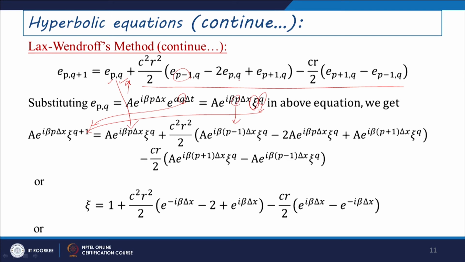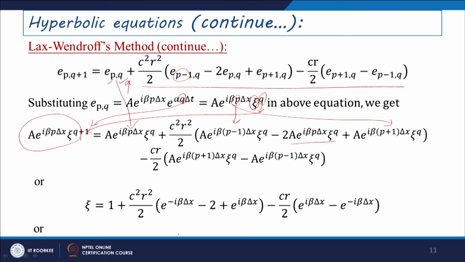Similarly, p q itself is present, so directly we can write this term there itself, and in terms of p minus 1 and p plus 1 we are substituting this term as e to the power i beta p plus 1 delta x zeta to the power q here. So, if we go for the final step of this calculation, since on both sides this part can be cancelled out, that is why zeta is remaining there.